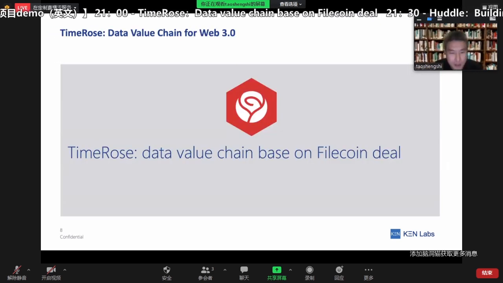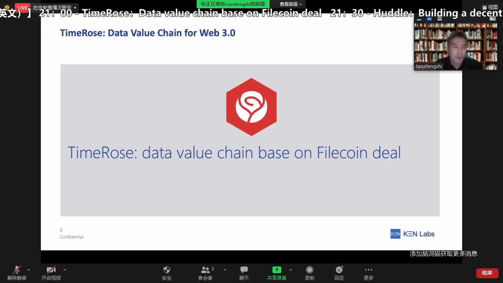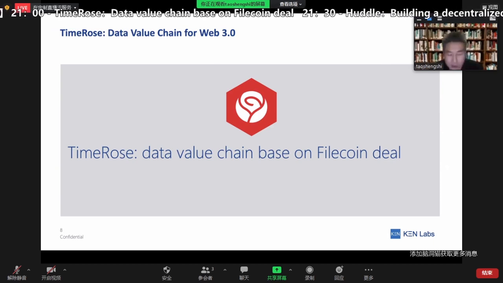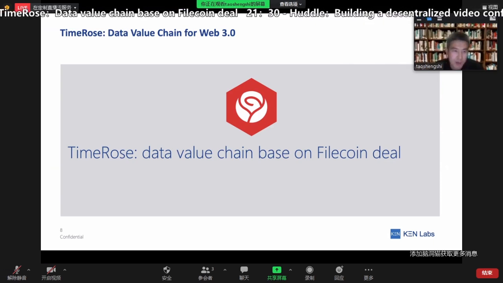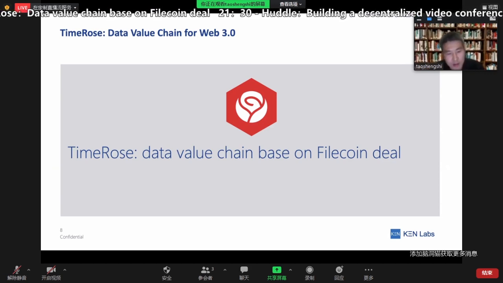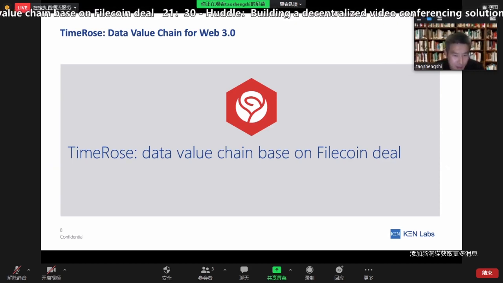Okay, let's dive into the TimeRose. We named it TimeRose because we wanted to do some right things, some value-built-in things for long-term investment.